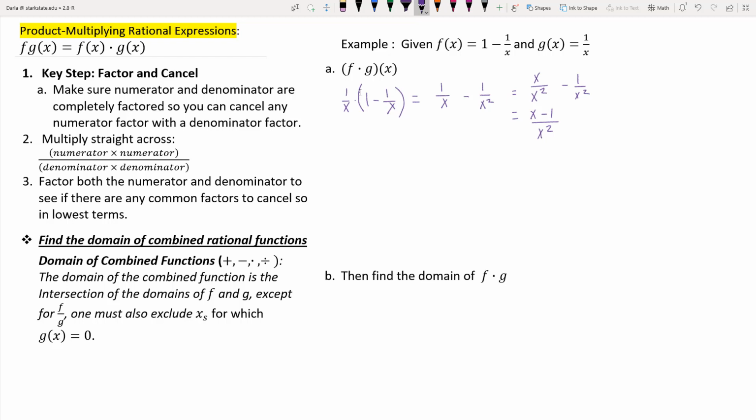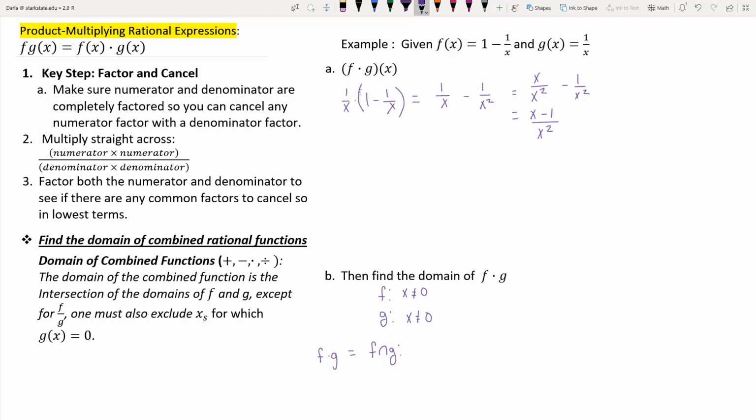Now, as far as determining the domain of f times g, we need to determine what's the domain of f, what's the domain of g, and then what's the domain of their intersection. And their intersection would be basically the domain of f times g. That's the same thing. So for f, we can see that x is not allowed to be 0 because that would cause division by 0. And for g, we can also see that x is not allowed to be 0.